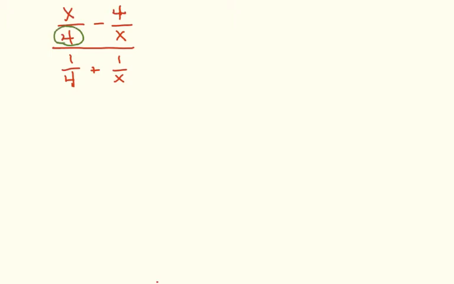We have 4x, 4, and x. And we want to take the least common denominator of 4 and x. Least common multiple, least common denominator, is the smallest number that two numbers divide into evenly. So it has to be equal to or greater than the numbers.